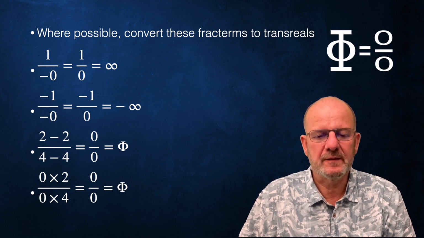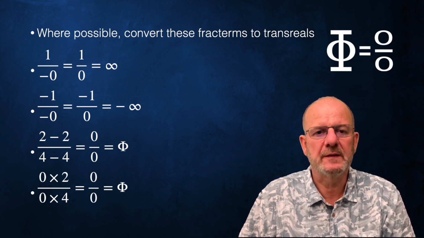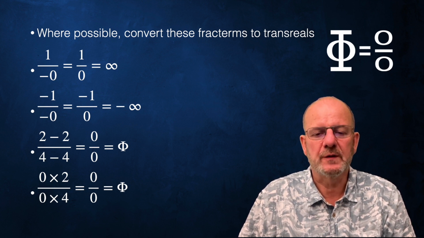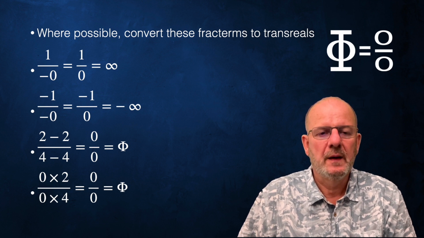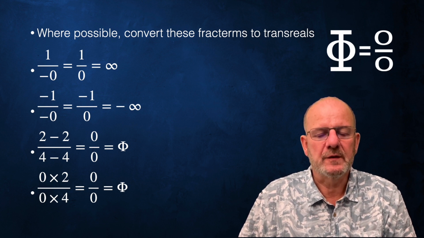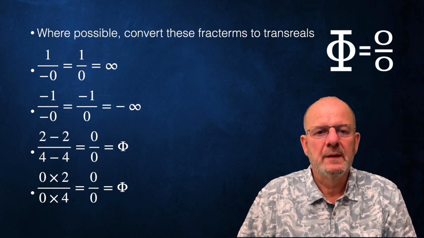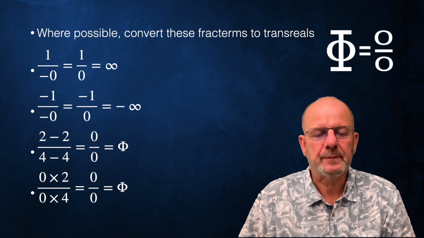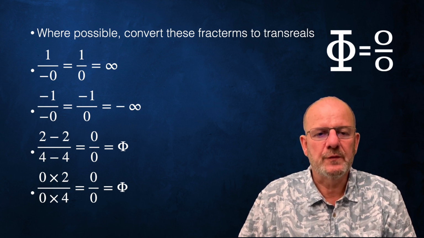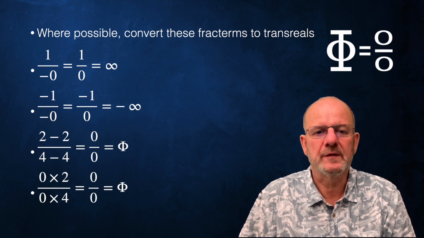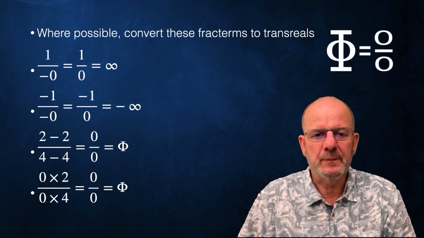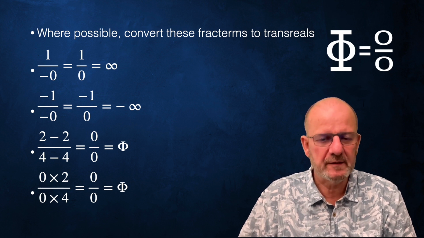1 over minus 0 is a sneaky question. Minus 0 isn't negative, so we don't need to move the minus sign. 1 over minus 0 is just equal to 1 over 0, which is plus infinity. And the same with minus 1 over minus 0. Minus 0 isn't negative. We just get minus 1 over 0, which is equal to minus infinity. 2 minus 2 over 4 minus 4 is equal to 0 over 0. That's equal to nullity. 0 times 2 over 0 times 4 is equal to 0 over 0. That's equal to nullity.